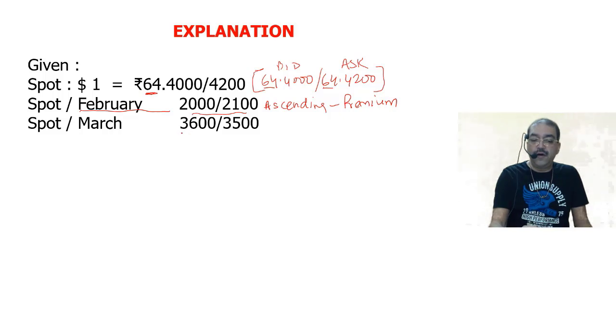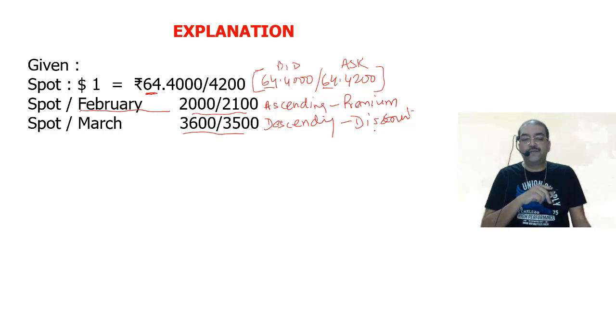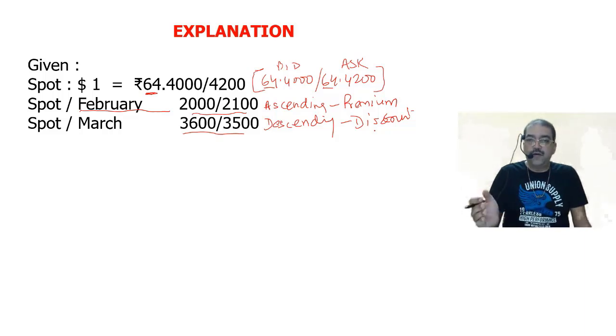If it is in the descending order, decreasing order, this is 3600, this is 35 less, it is in a decreasing order. So if it is in a decreasing order, it is a discount. Okay. So if the swap points are increasing left to right, 2000 to 2100, it is in the ascending order. It is a premium. 3600 by 3500, decreasing, descending order. It is discount.